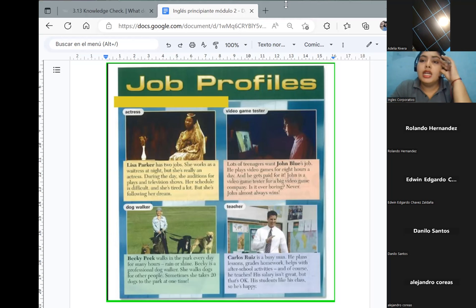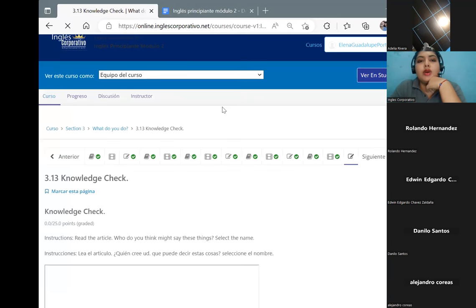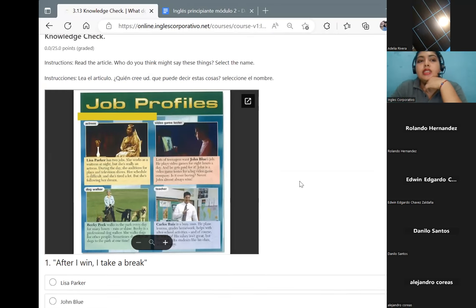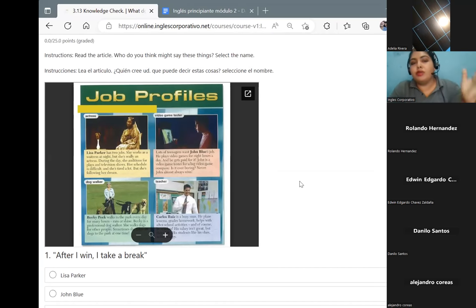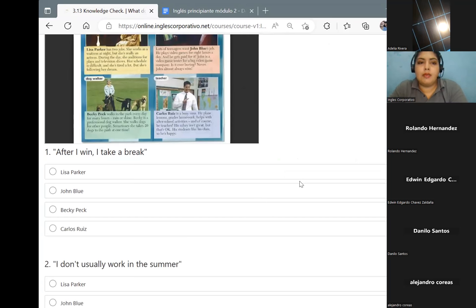Okay. In this case, we are looking for details for the job profile. So we are searching for the kind of job, what activities they are performing, all of that. Now, we are going to go to the platform again because we are going to answer the knowledge check that we have here. That is the knowledge check 3.13. We're going to read the article. We already read the article and it says, who do you think might say this? ¿Quién creen ustedes que puede decir estas cosas? Ya leímos el artículo, así que vamos a las respuestas.